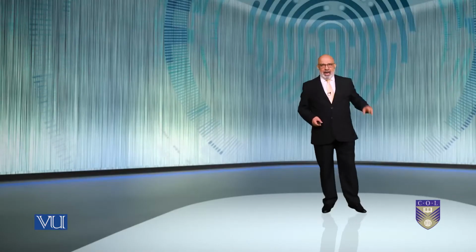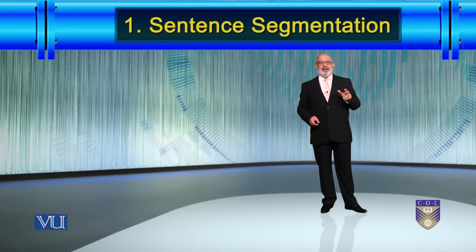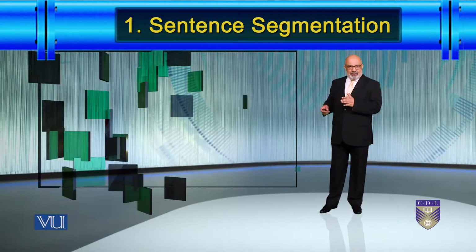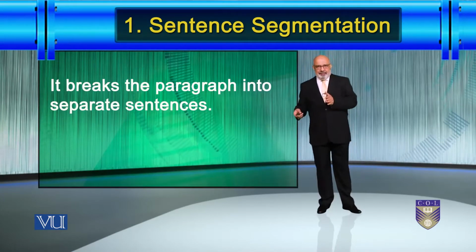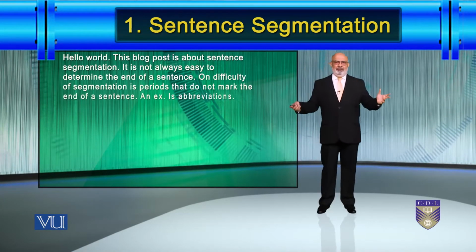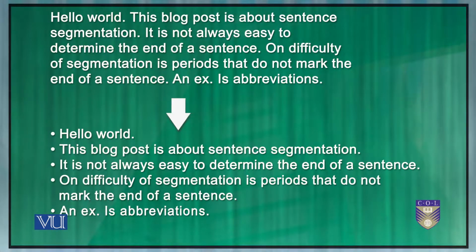So how do we build that pipeline? There are basically 9 steps used to build that pipeline. Number 1 is sentence segmentation. Sentence segmentation is the first step for building the NLP pipeline. It breaks the paragraph into separate sentences. So your paragraph of, say, 20 words, you actually divide it into separate sentences.